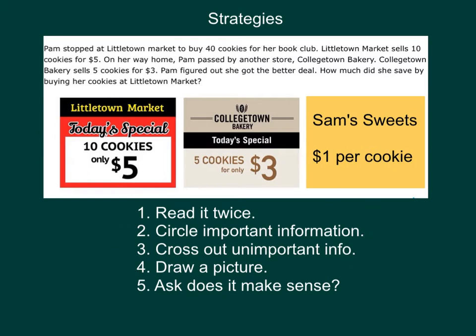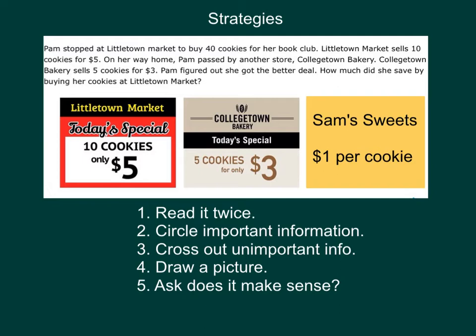My first strategy is to always read it twice. That just makes sure I understand, whether you read it out loud or in your head, I find that helps. You want to circle the important information, cross out anything that's not important. Sometimes drawing a picture can help. And ask yourself when you do come to an answer, does it make sense?